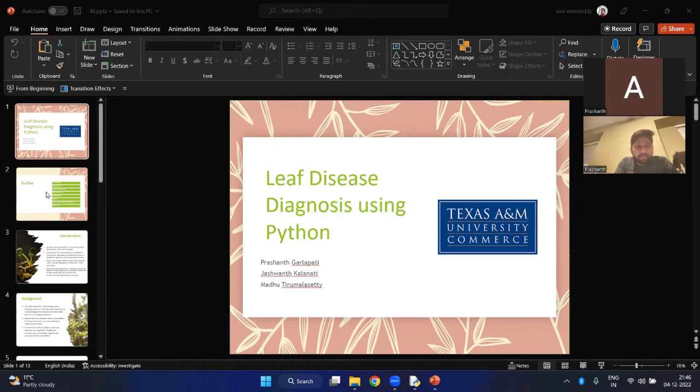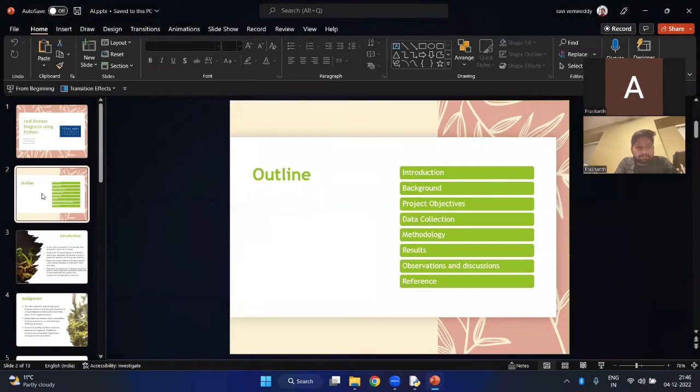So the next one, the outline. In the outline, we have the introduction and the background, project objectives, and data collection. We have collected the data, a number of images, and also the methodology, the results, observation and discussion, and references. We had taken a lot of references. These are the things we are going to explain in this PPT.